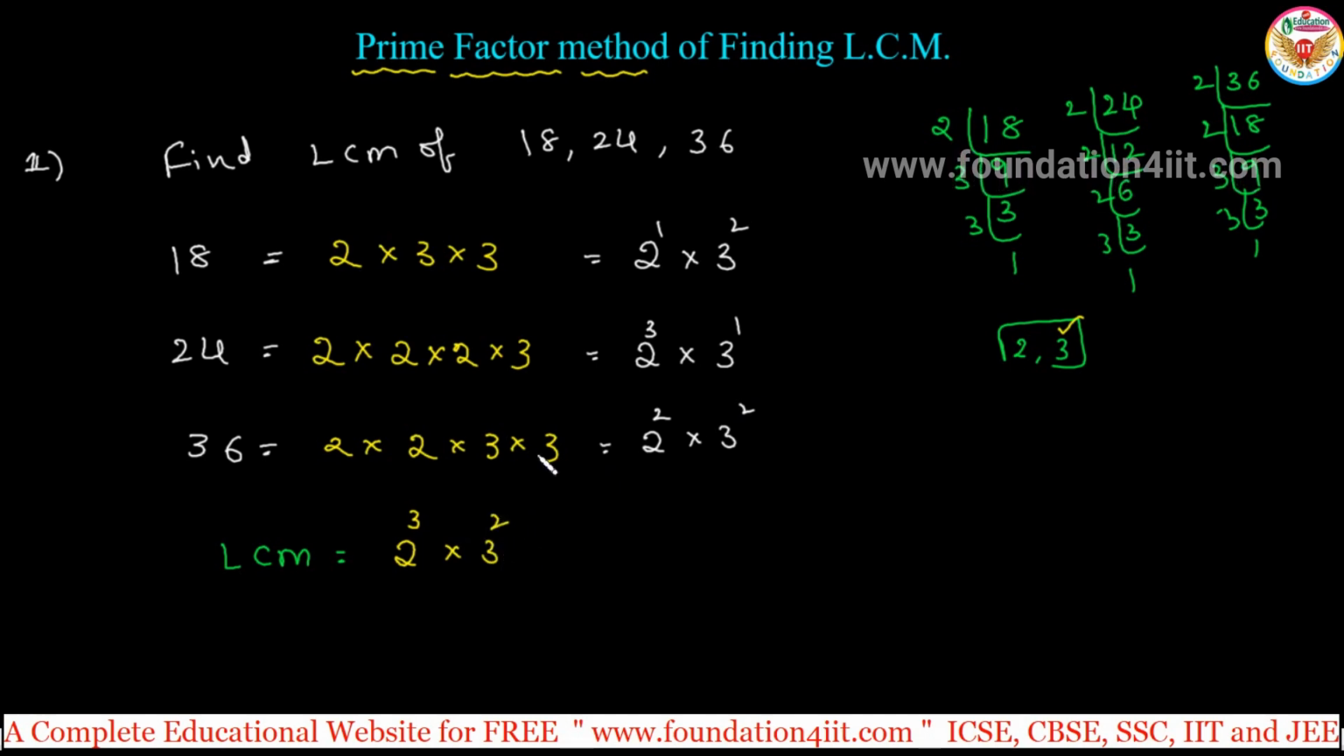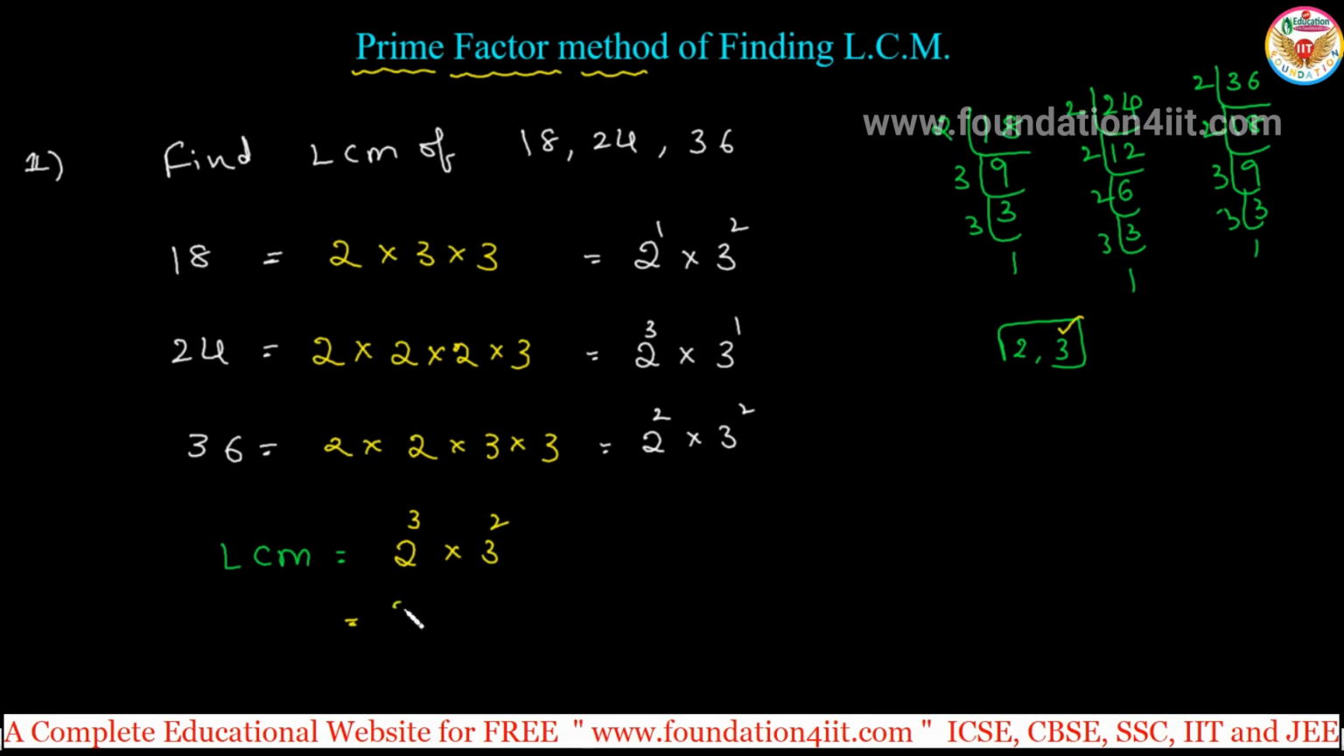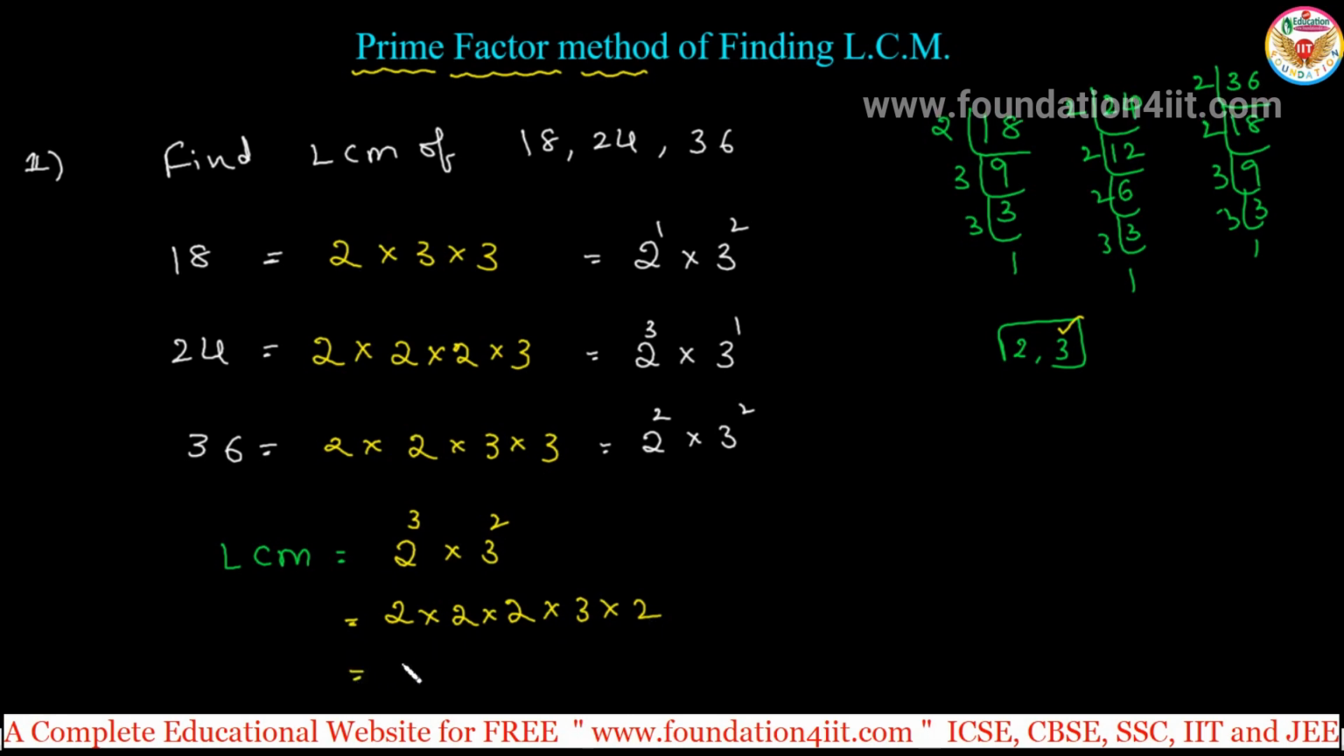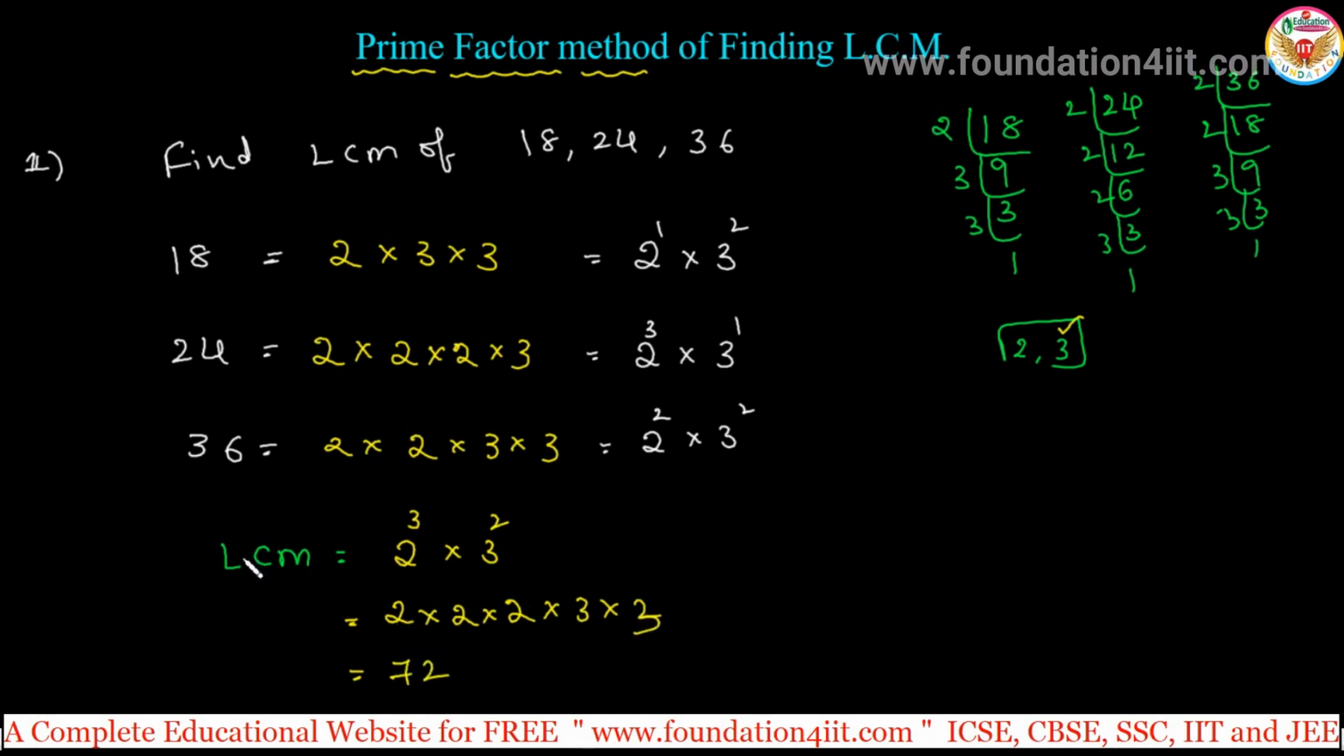So the product of all prime factors obtained with the highest power of each. The prime factors 2 and 3 obtained above with highest powers are 2 power 3 and 3 power 2 respectively. So 2 to the power 3: 2 should be multiplied 3 times. 3 to the power 2: 3 should be multiplied 2 times. So 2 times 2 is 4, 4 times 2 is 8, and 8 into 3 and into 3. So 72 we will get. The LCM, lowest common multiple, of 18, 24, 36 is 72. Okay, this is the main thing.